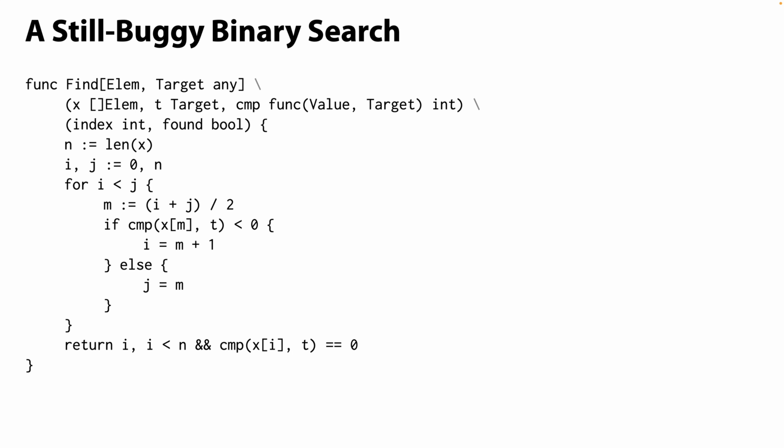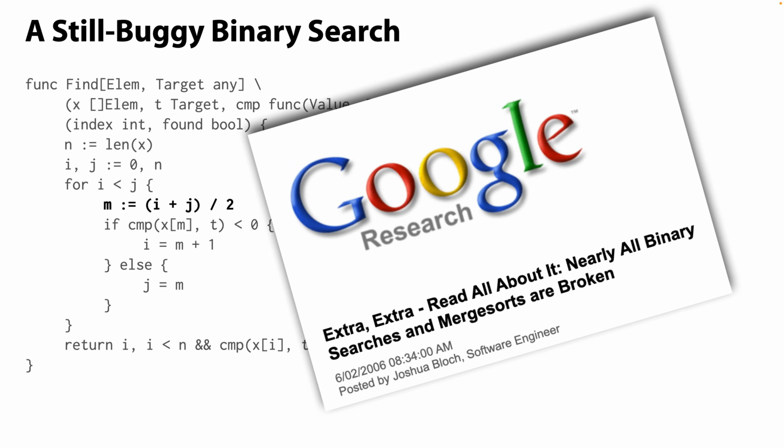Knuth told us that although binary search was published in 1946, the first correct binary search wasn't published until 1964. But this bug wasn't discovered until 2006. The bug is that if the number of elements in the slice is very close to the maximum value for an int, then i plus j overflows. So then (i+j)/2 is the wrong calculation for the middle of the slice.